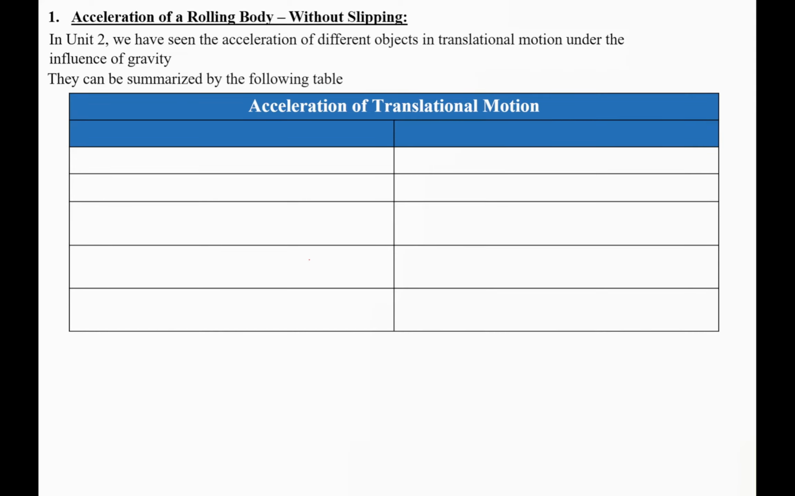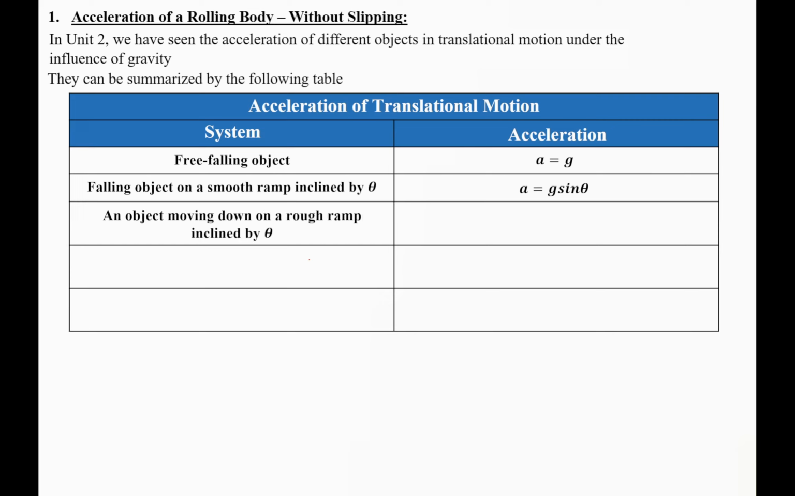Now, acceleration of translational motion, system versus acceleration. If the system is a free-falling object, which means we neglect resistance, then the acceleration is g. Falling object on a smooth ramp inclined by theta, that would be g sine theta. An object moving down a rough ramp inclined by theta, that would be g sine theta minus mu k cosine theta.